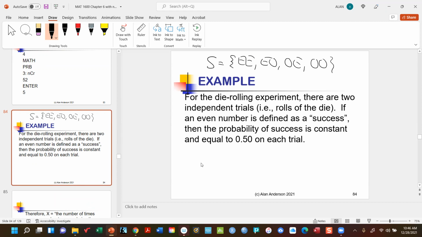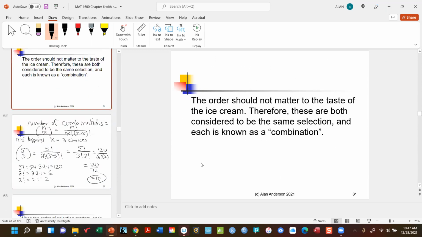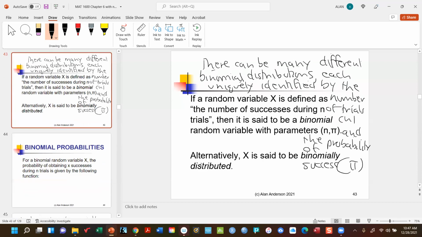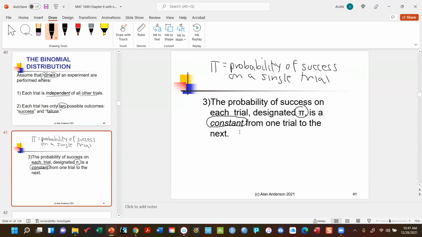Now, by the way, let's just take a quick look at the requirements for a binomial experiment and think about our die rolling experiment. In order for an experiment to be considered a binomial experiment, we need trials to be independent of each other. So when we roll the die twice, each roll is independent of the other roll. Each die roll only has two possible outcomes because that's what we're focused on, evens and odds. And the probability of getting either an odd or an even never changes.